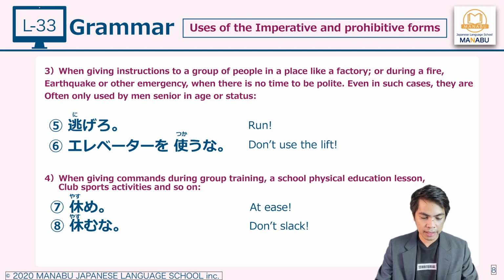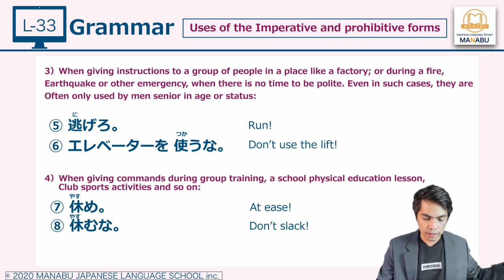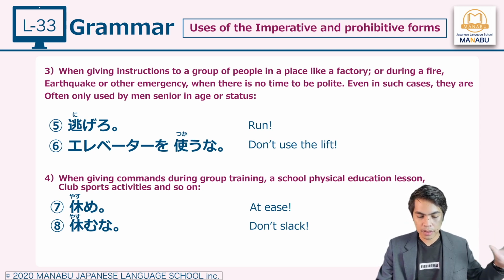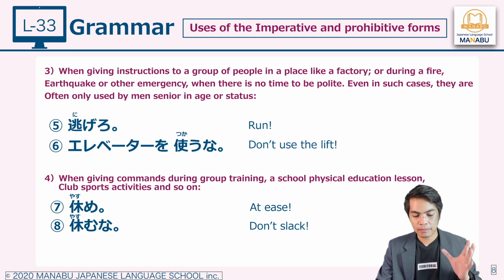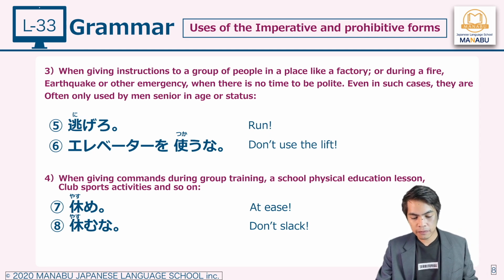And example number 6, erebeta o tsukau na. Don't use the lift. So in cases like fire or earthquake, it is dangerous to use the elevator. So you can say erebeta o tsukau na. There's no time to be polite because it's an emergency. So you can use the prohibitive form of the verb. So from the verb tsukaimasu, to use, tsukau na.